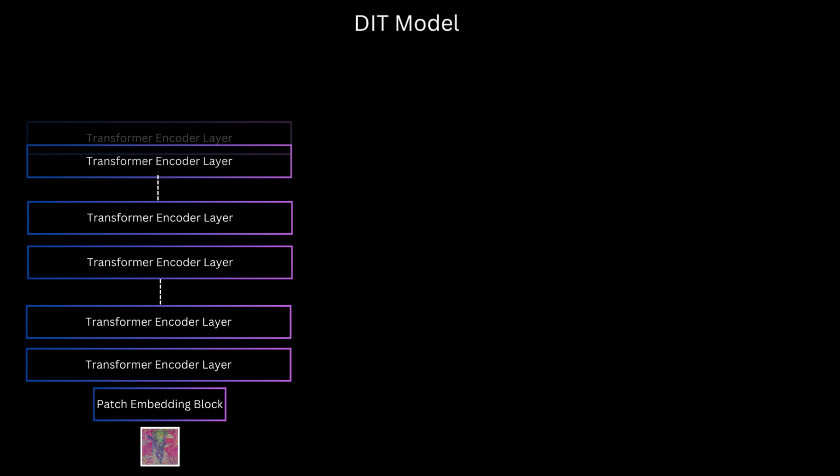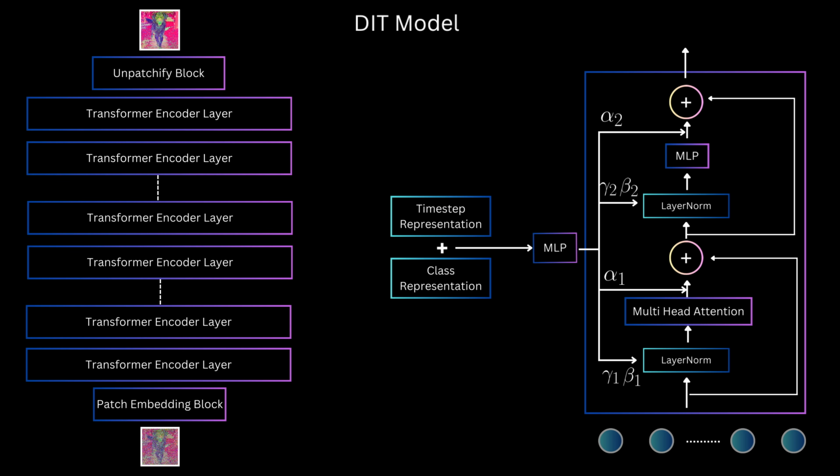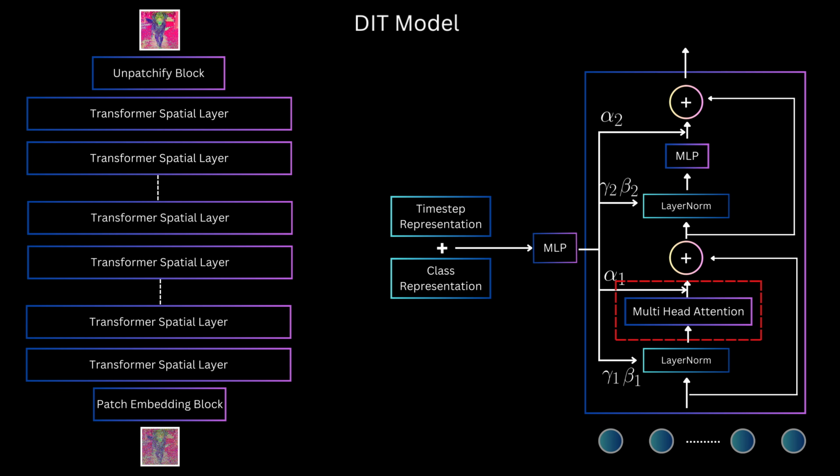We start with DIT. So these were our layers, and this was our DIT block. Now in DIT, these encoder layers were all working on modeling attention in the spatial dimension. So essentially we can call them transformer spatial layers, and by that we just mean that in this module, the attention was computed along the spatial dimension.